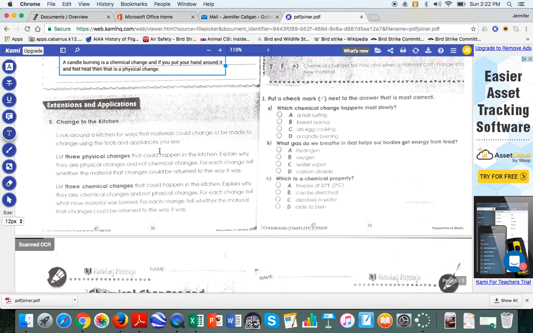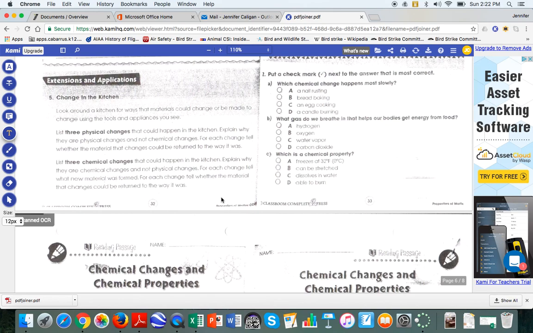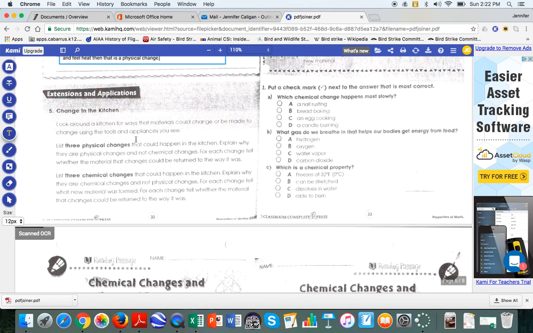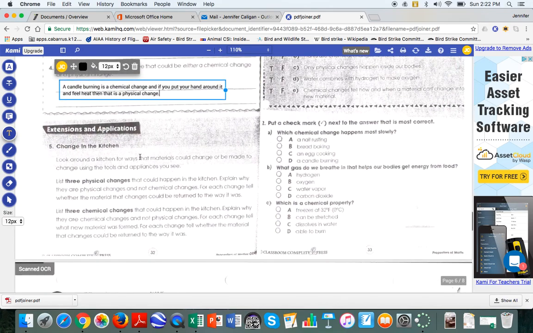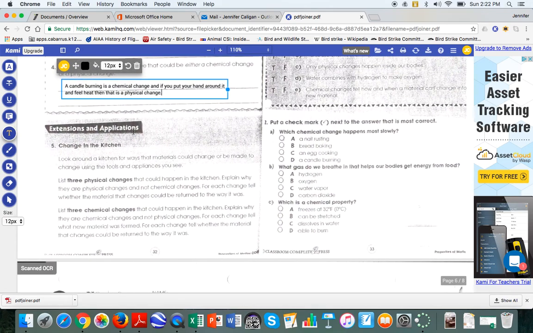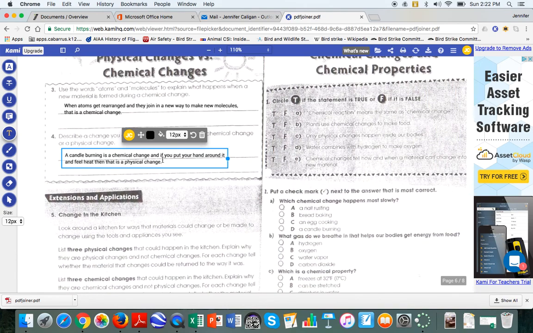That's a lot to write for 3 things. And then it says list 3 chemical changes that happen. And the explanation is the same. So 20 extra points. You may want to do that on a piece of notebook paper. And if you'll just label it like page 32, number 5, that way I'll know what you got going on.